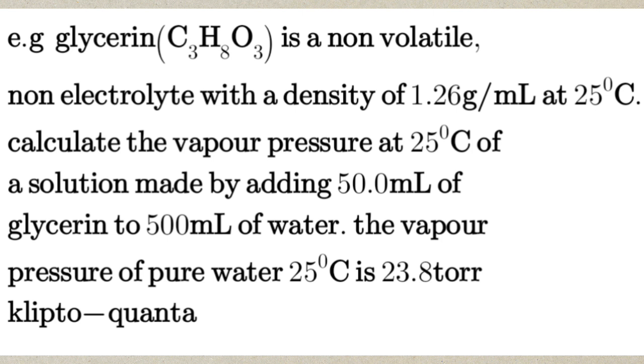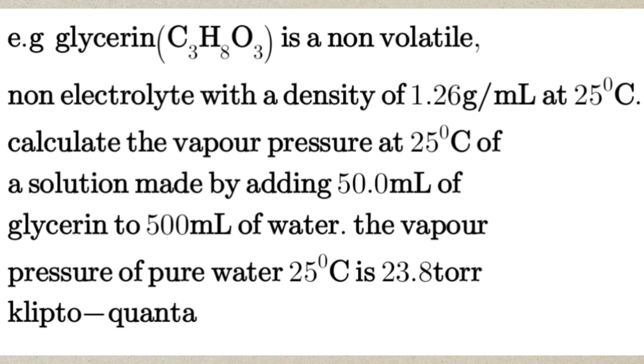It says that glycerin is a non-volatile non-electrolyte with a density of 1.26 gram per milliliter at 25 degrees Celsius. Then it says calculate the vapor pressure at 25 degrees Celsius of that solution. Since they're talking about the solution, they're looking for the partial pressure after adding 50 ml of glycerin and 500 ml of water, and they've given us the vapor pressure of the pure solvent at 25 degrees Celsius, which is 23.8 torr.